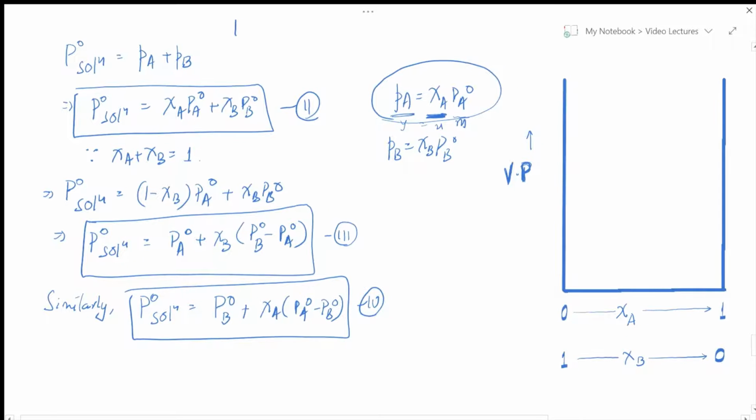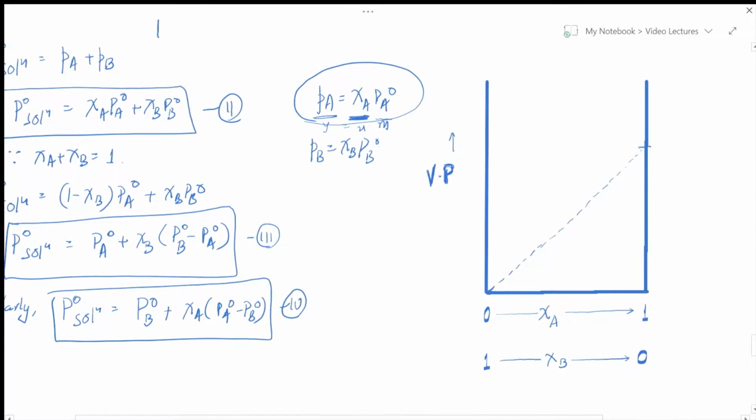So you get a straight line passing through the origin, which I'll denote like this. Take a straight line graph. Now this value has to be PA naught. When xi A becomes equal to 1, that intercept is PA naught.